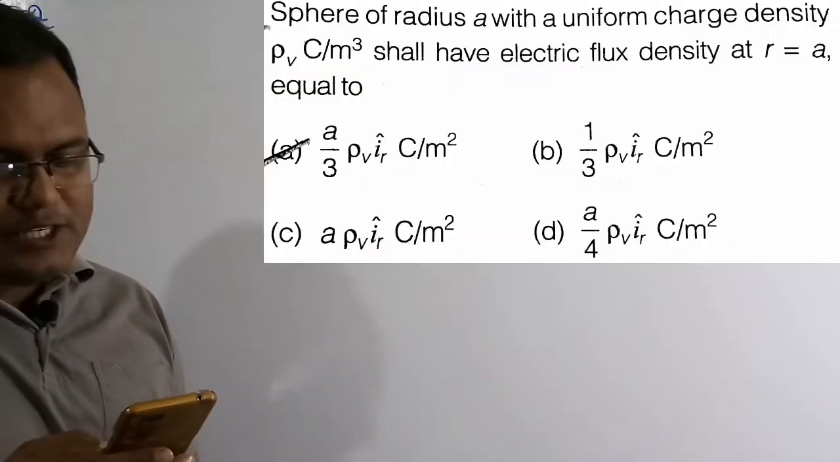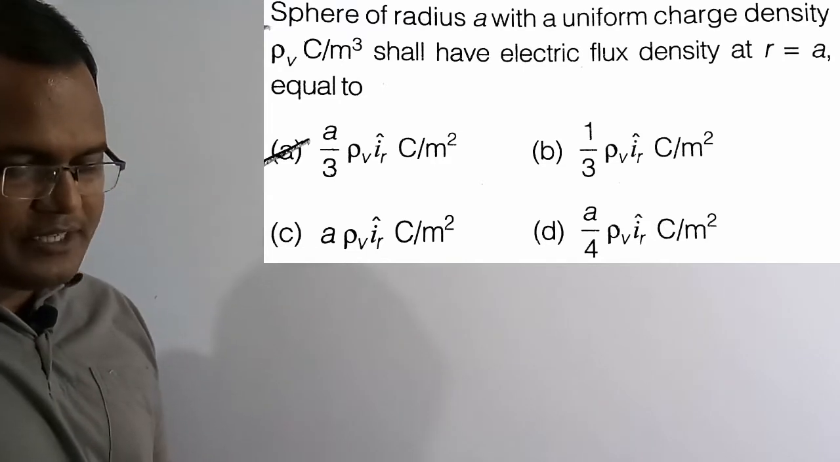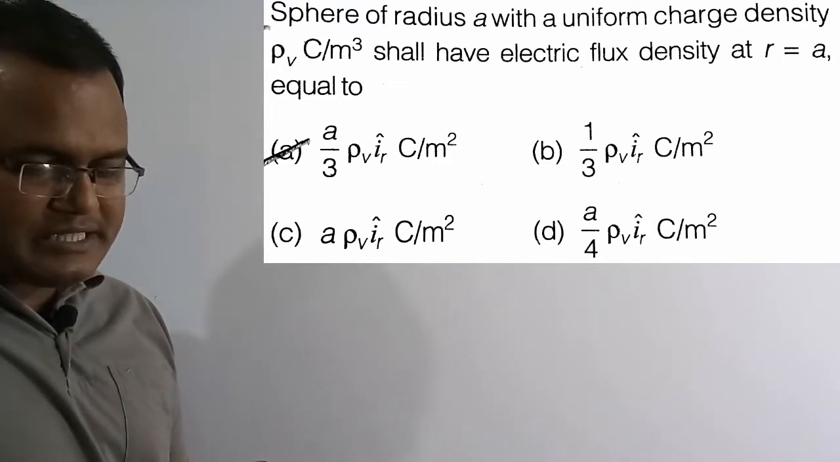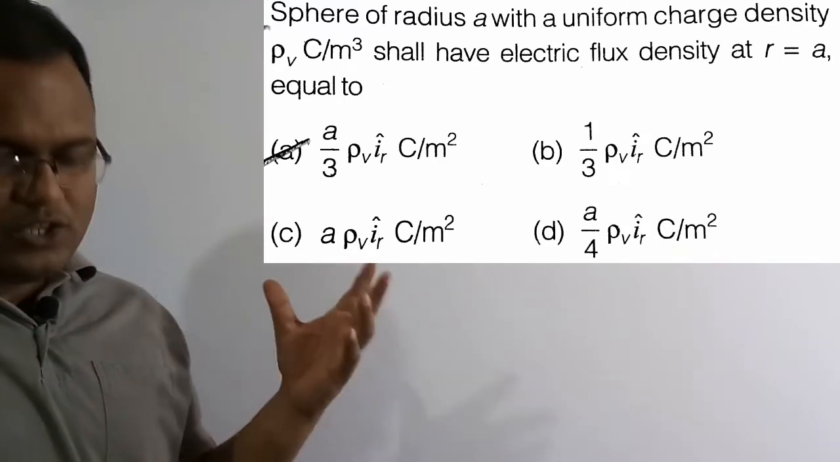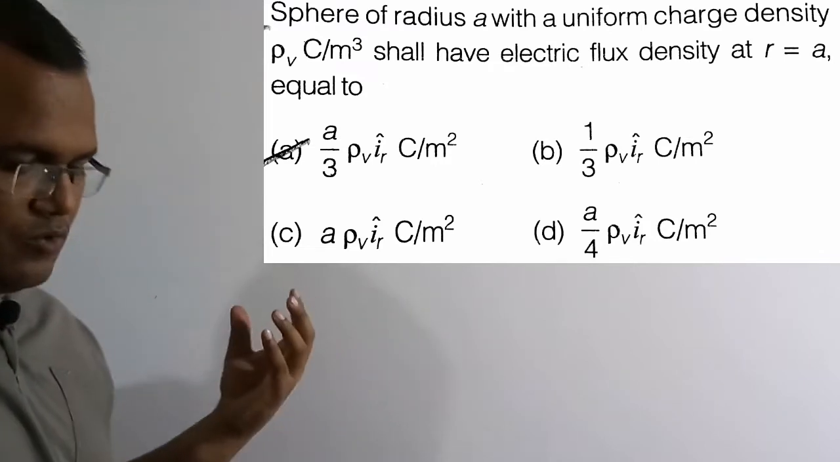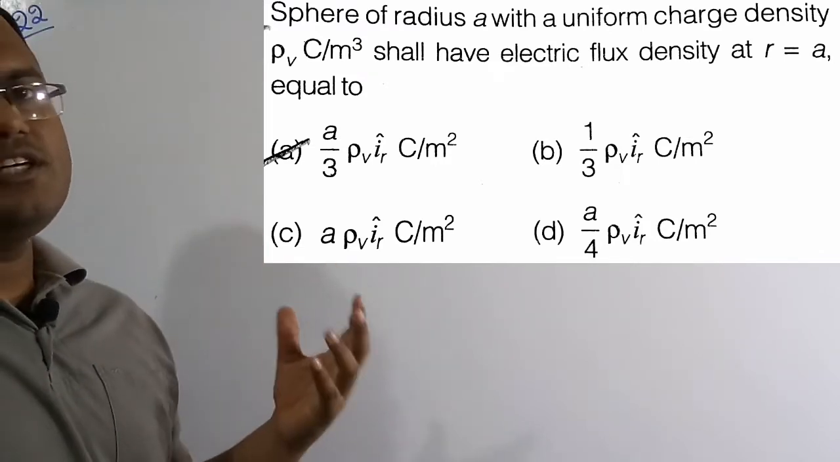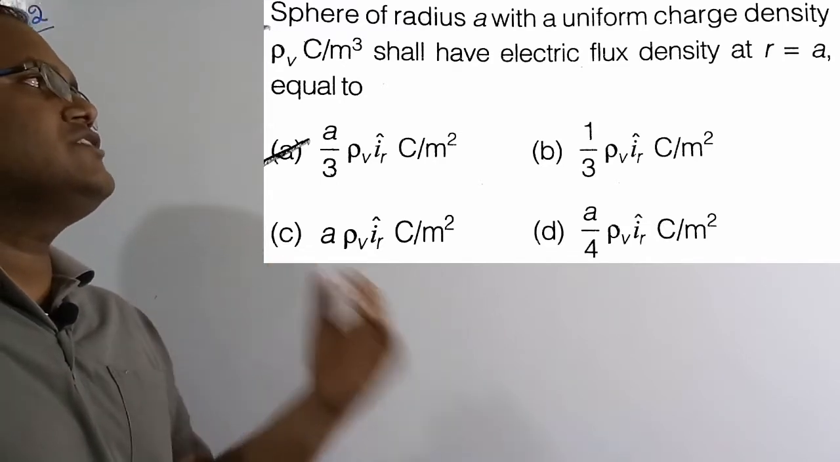See the question here. A sphere of radius A with a uniform charge density rho v coulomb per meter cube shall have electric flux density at r equal to A equal to what? Here they have given a solid sphere of radius A with a uniform volume charge density rho v coulomb per meter cube. What is the electric flux density at r equal to A?